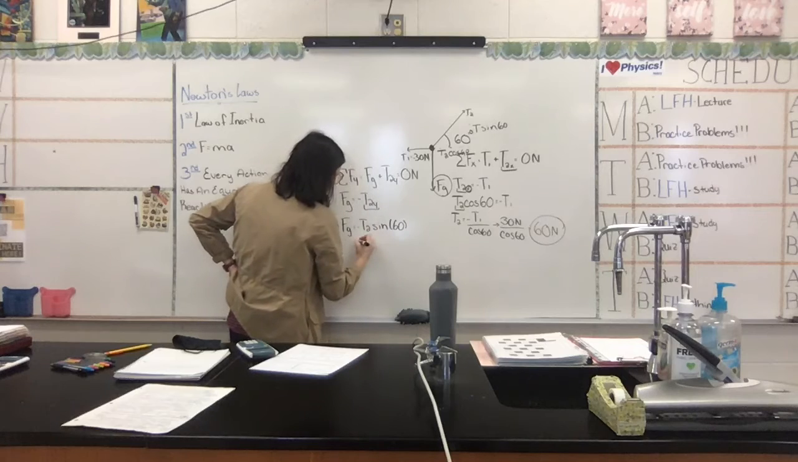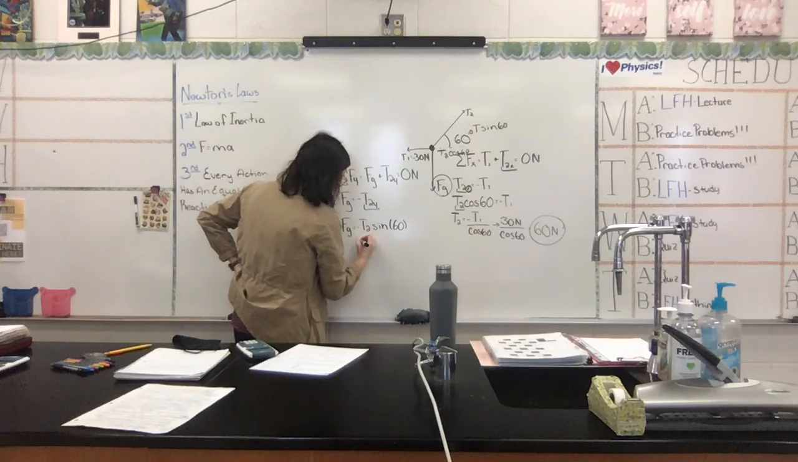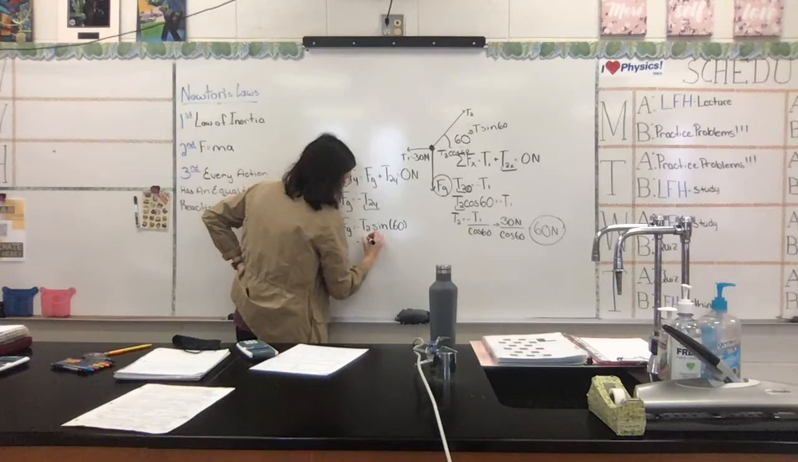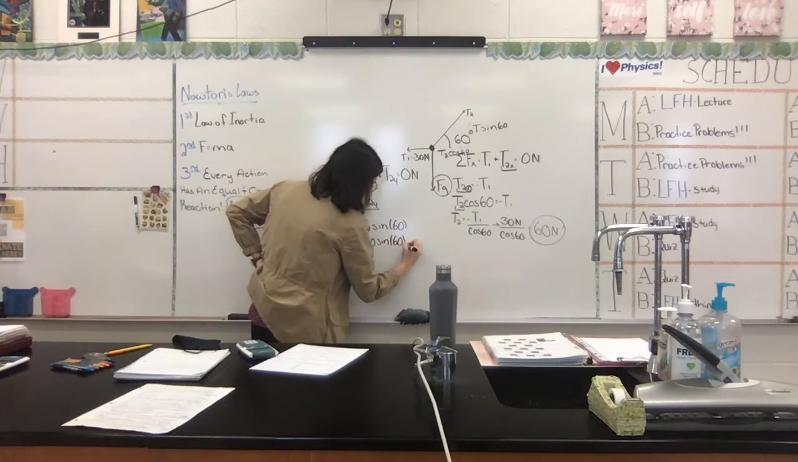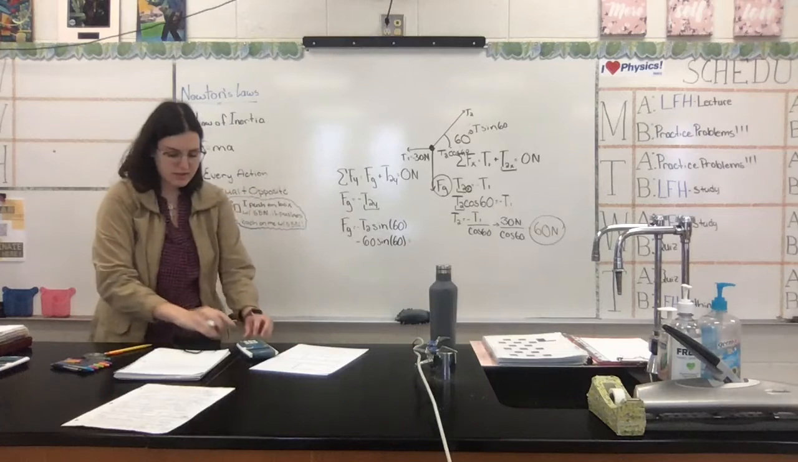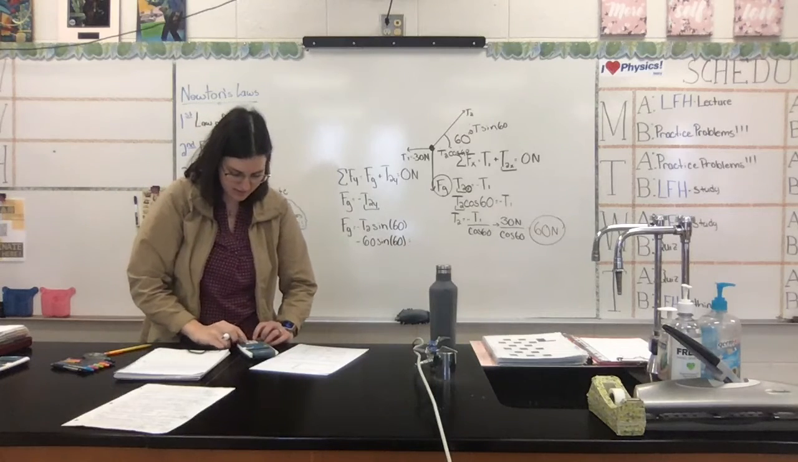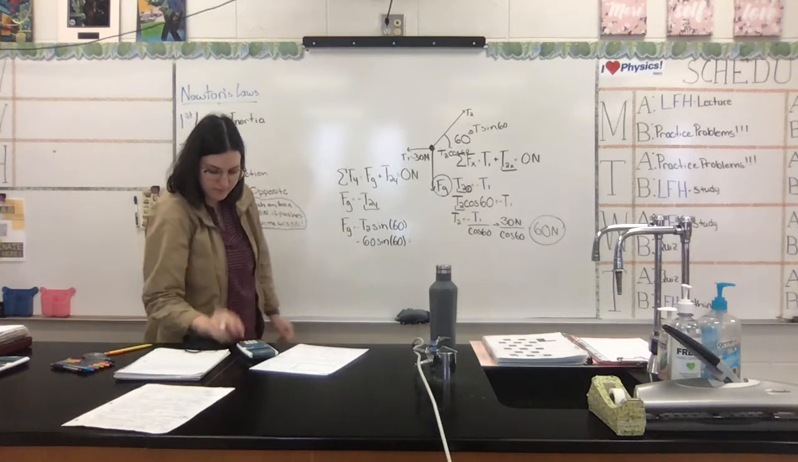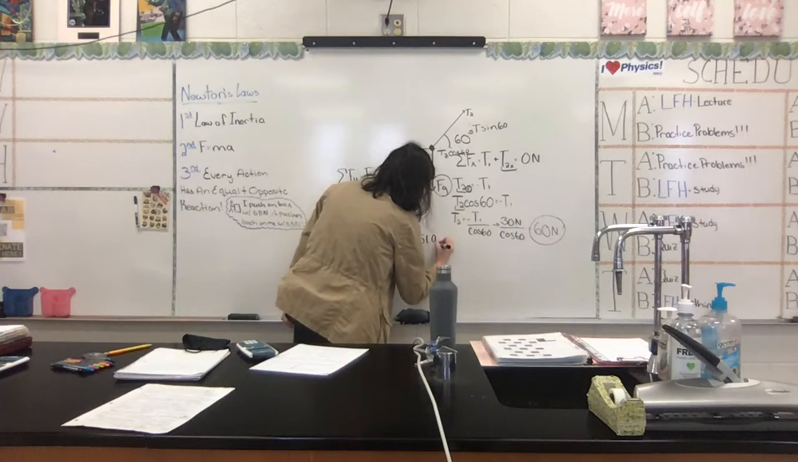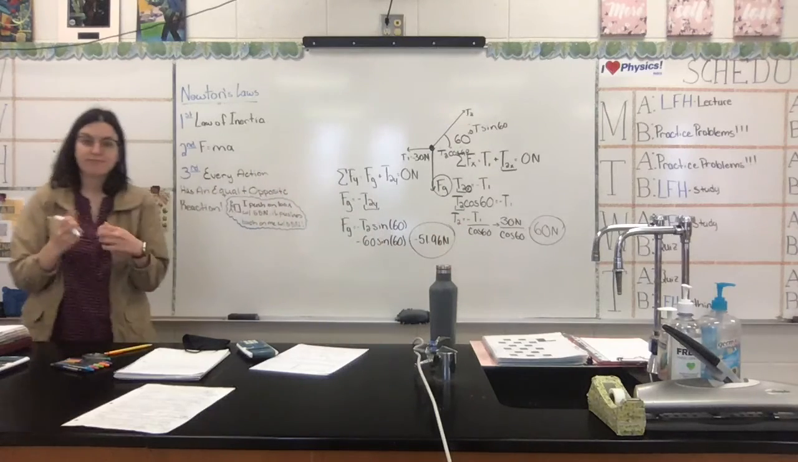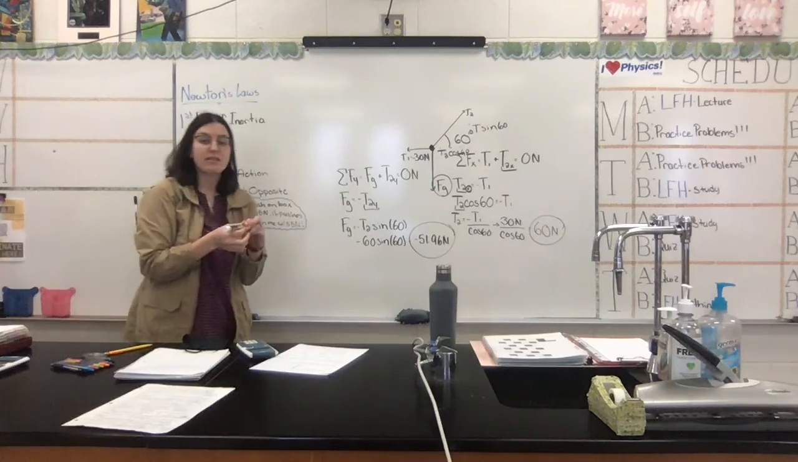And when we plug it in, that's going to be negative 60 sine of 60, which is going to tell us that our force of gravity is negative 51.96 newtons. All right, so that was number 4.